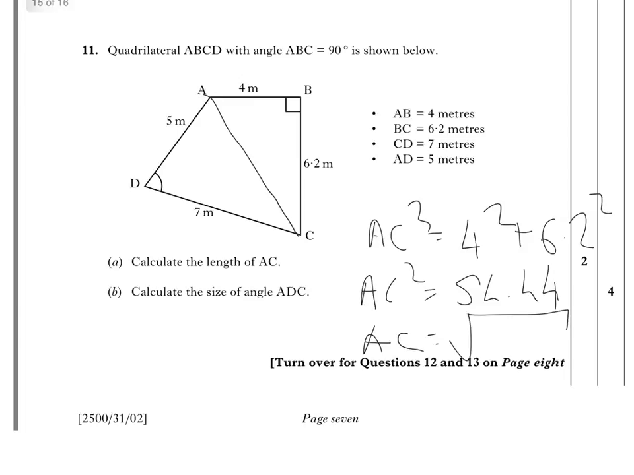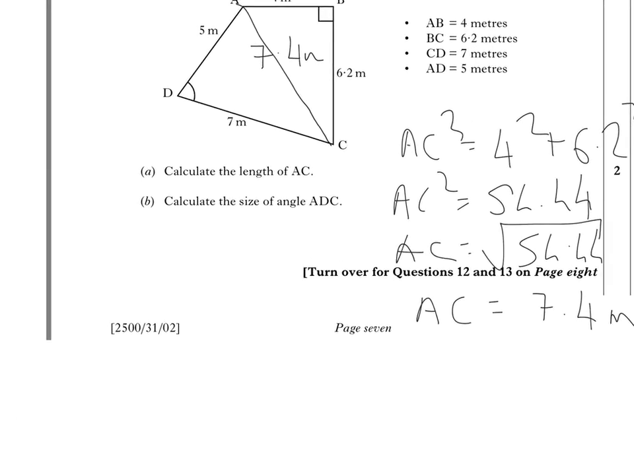So AC will be equal to the square root of that, and I'm just going to enter that into the calculator. To one decimal place, that's 7.4, and the units are metres. So I'm just going to enter that into the diagram.